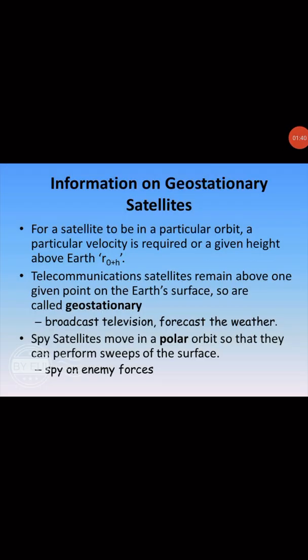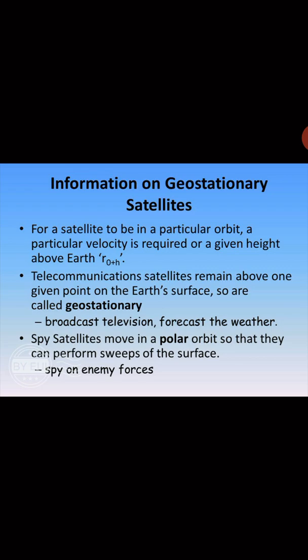Let us see the exact definition of geostationary satellites. These are the satellites which are placed by the scientists around the Earth. They are not placed just anywhere around the Earth. Their position around the Earth is fixed. The height above the Earth is also fixed. And they are in the same orbit.